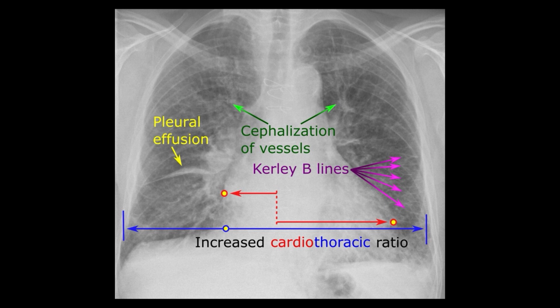So blood vessels can be seen at the top of the lungs, which normally you shouldn't see there because gravity pulls everything down. But when the lung becomes congested, there's just so much fluid that you can start to see blood vessels at the top of the lung. Curly B lines, cardiothoracic ratio.